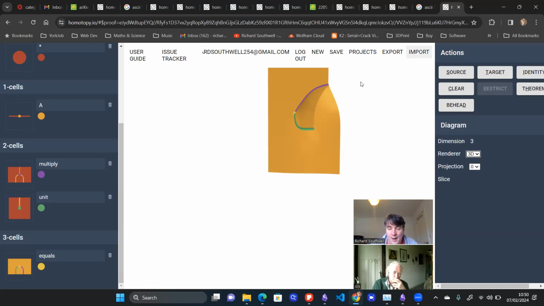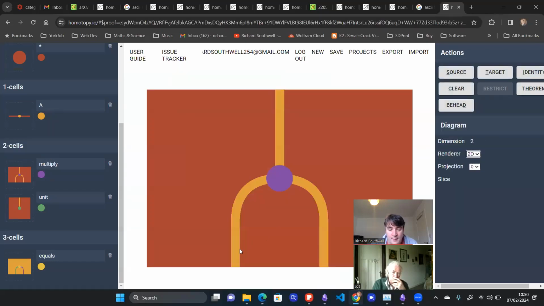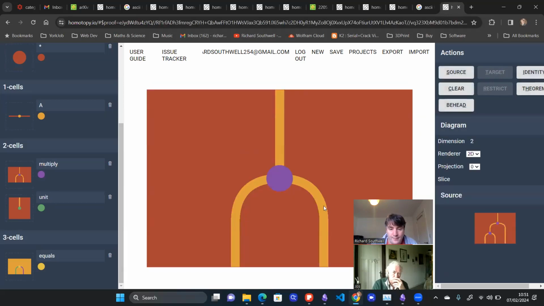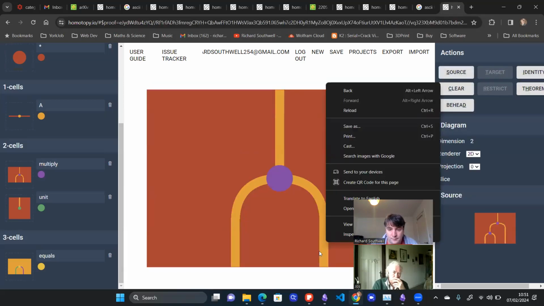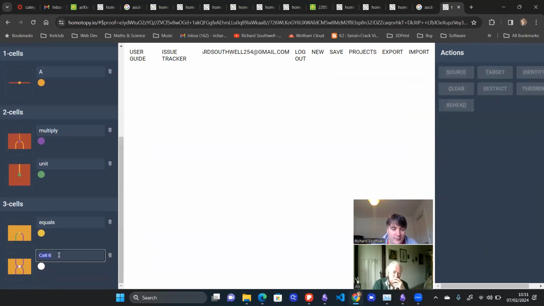Like, for example, I'll just quickly go through this. If we multiply, let's go 2D. So we could multiply like this. Here we have three things, A, and A, and A, and we start by multiplying the first two, and then we multiply that with the other one. But maybe if we do it the other way around, it's the same. So we could say that this is the source, and this is the target. And these things are also equal.